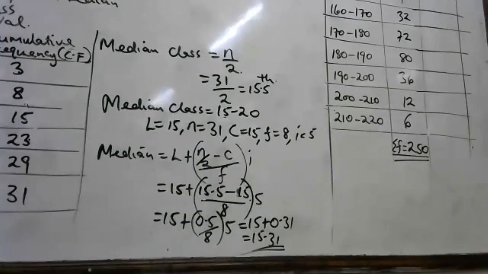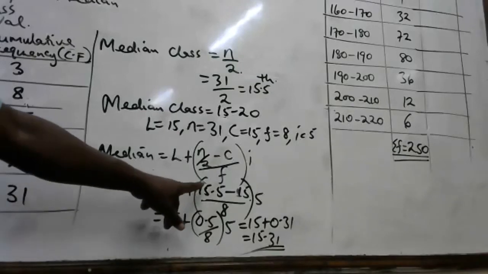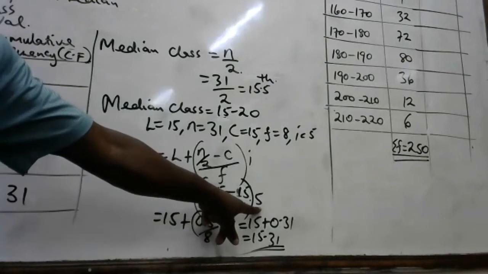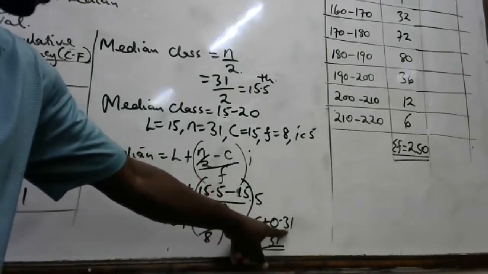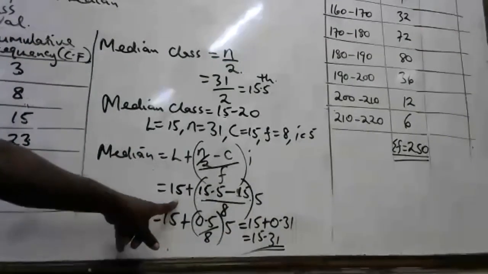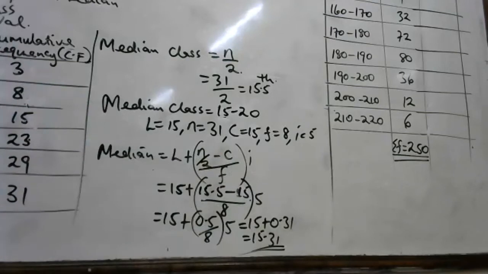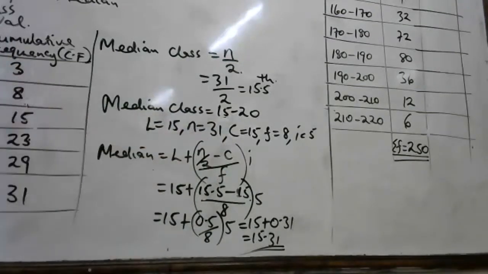That is how you do it. You go up to the final, but remember, you work out this part that is in the bracket first, and work it out completely. The answer that you get is the one you add to 15. You simply work out the part in the bracket first, before you add the answer to L.